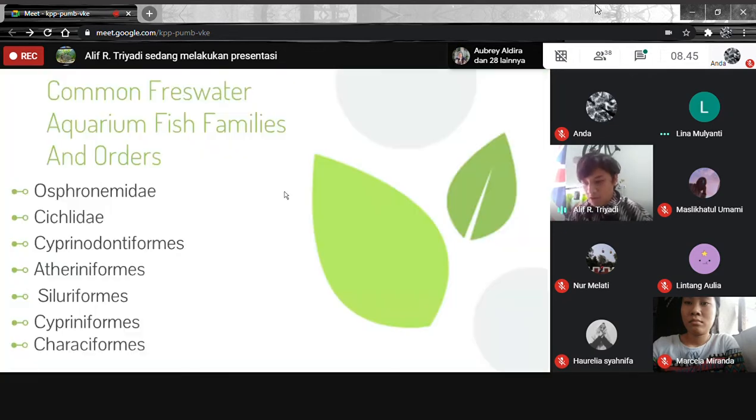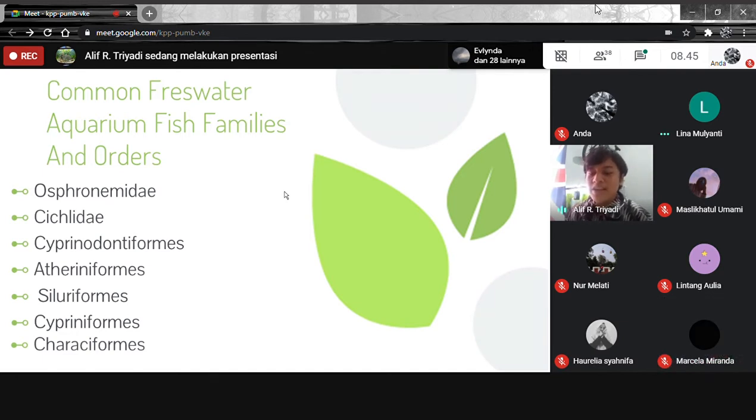Now, in the hobby, this is the type of fish that I'm going to represent. However, I'm not going to represent all fish because it would take hours to explain. So I'm just going to explain one of the biggest genera, families and orders in the fish community that we have. One of them is Osphronemidae or Gouramis, Cichlidae or Mujairs, Cyprinodontiformes or guppies and platies, Atheriniformes or rainbowfish, Siluriformes or catfishes, Cypriniformes or goldfishes, and Characiformes or tetras.